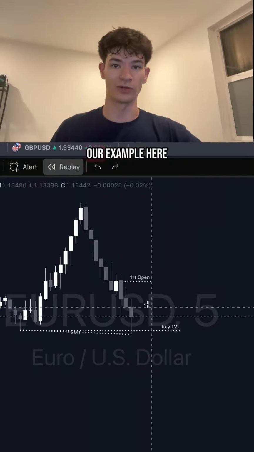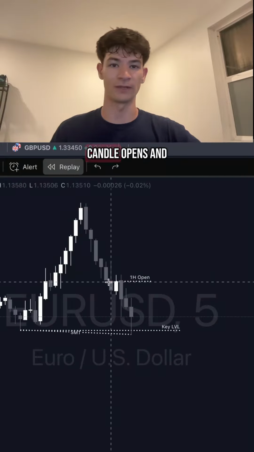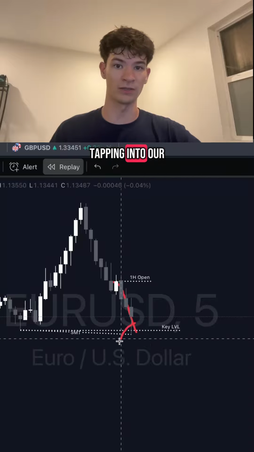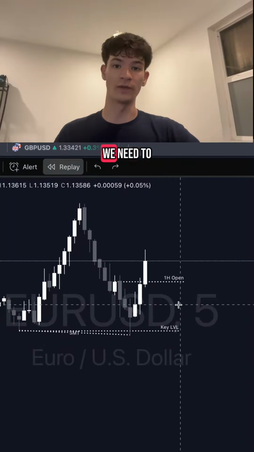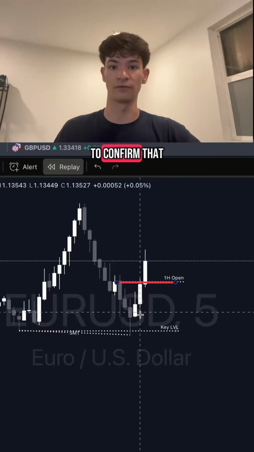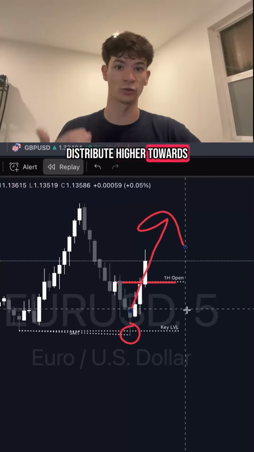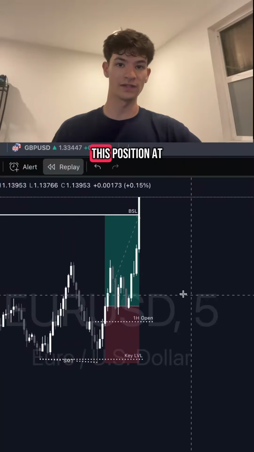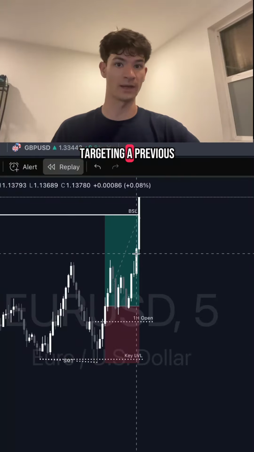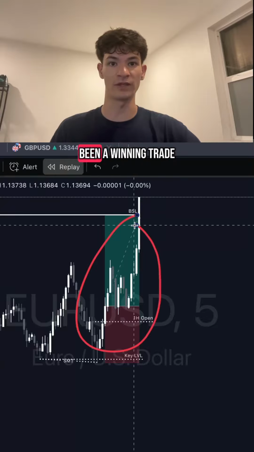Coming back to our example here, you can see that our new high time frame candle opens and manipulates lower, tapping into our key level and SMT. So now all we need to see is a change in state of delivery to confirm that this should be the bottom wick of our hourly candle and that we're now ready to distribute higher towards our buy side liquidity. And if you were to enter this position at the change in state of delivery targeting a previous session high, you can see this would have been a winning trade.